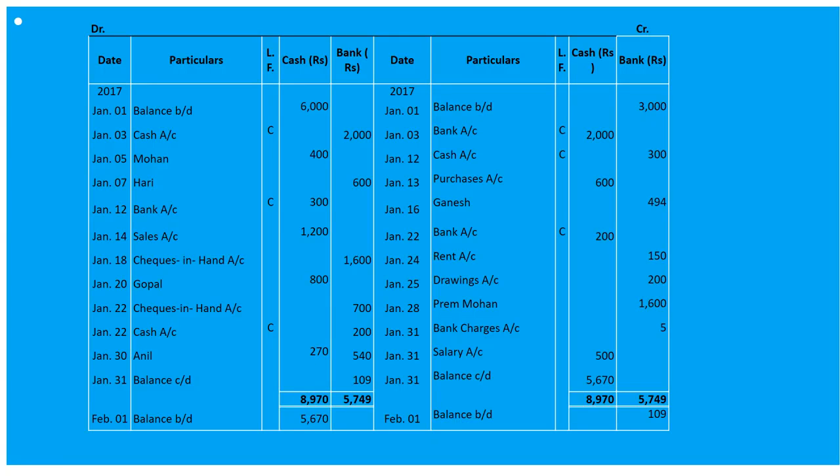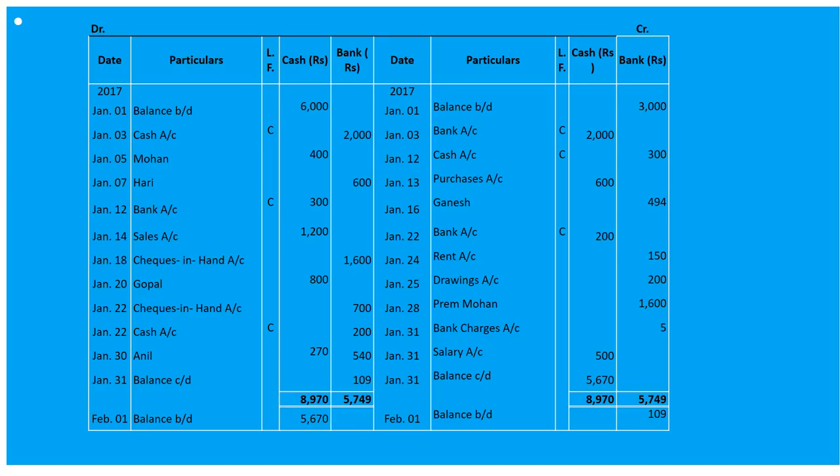January 9, received a check from Prem Mohan and discount allowed. And one more thing, discount allowed. Beta, the checks received from Prem Mohan and from Gopal on the 20th, they both will be recorded in the journal, because these will be recorded in the cash book on the dates of their deposit into the bank. Fine.